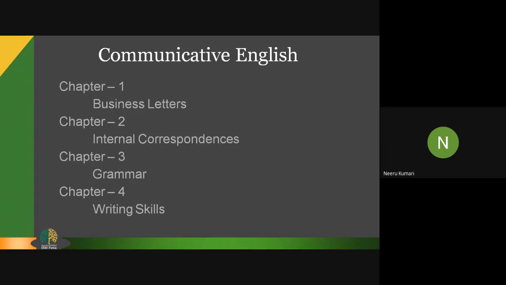Chapter 3 talks about grammar. You all must have read grammar right from your class 1 to 12. So when we talk about grammar, it covers different things. It is related to parts of speech, wherein we are going to focus more on verbs.